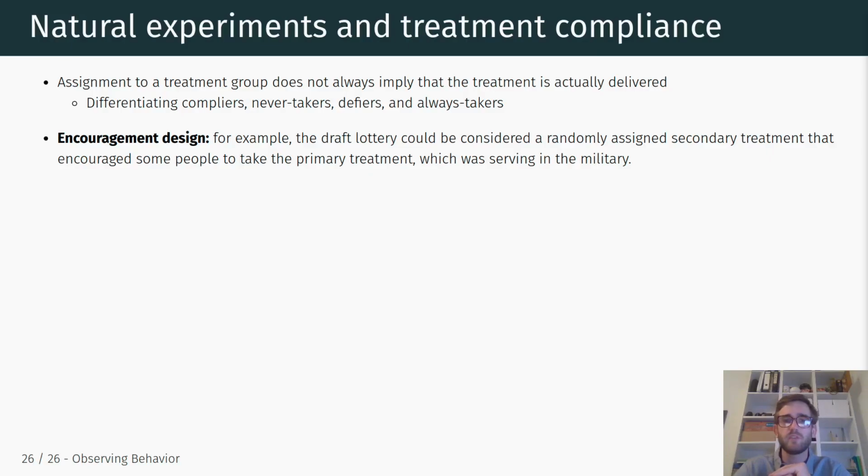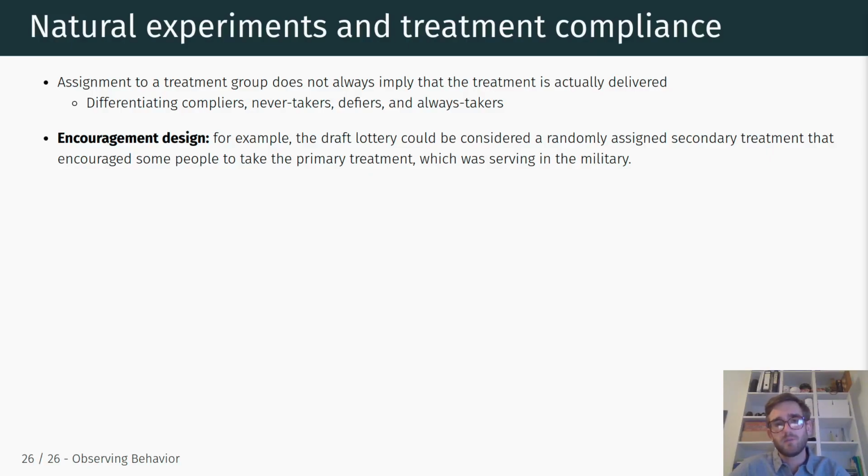And so if we want to think about whether people who are assigned to the treatment actually received the treatment, we have to differentiate between four different groups of observations or subjects. These are compliers, never takers, defiers, and always takers. Compliers are people who, if they were assigned to the treatment, also took the treatment. So they were picked in the draft lottery and they went to military service.